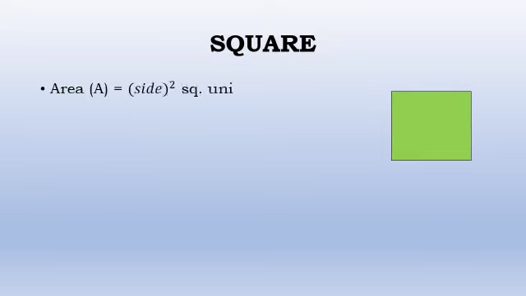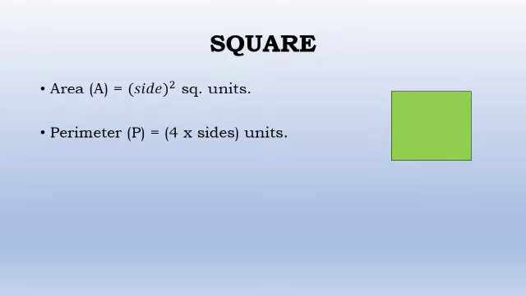Square. A square is a closed figure bounded by four equal sides in length. The area of a square is given by the square of its side. The perimeter is given by 4 times the side of a square. The diagonal of a square is determined by the square root of twice a side.